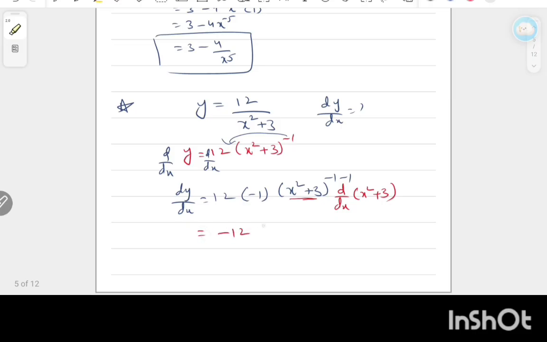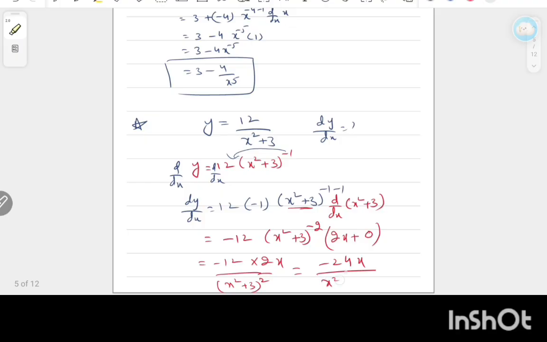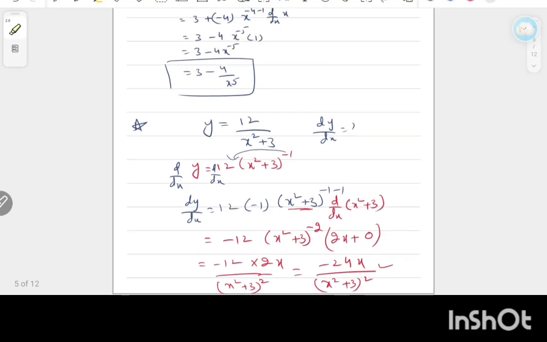So there is minus 12(x^2 + 3)^(-2), and the derivative of x^2 + 3 is 2x, since the derivative of 3 is 0. Minus 12, this power is (x^2 + 3) to the positive power 2, and this is multiplied by 2x, and we get the answer minus 24x divided by (x^2 + 3)^2. This is our final answer. Hopefully, dear student, you can understand this type of question.